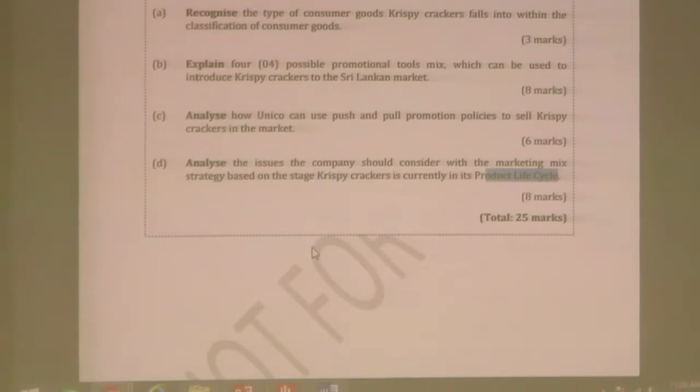In the last lecture, we talked about product life cycle. So guys, it's very clear on which area they are testing the main requirements. I said there are some popular areas.